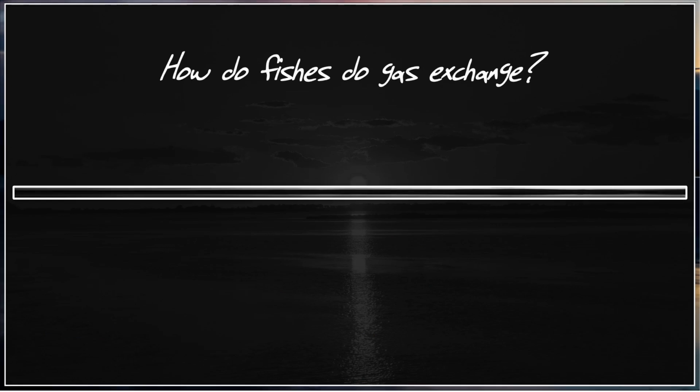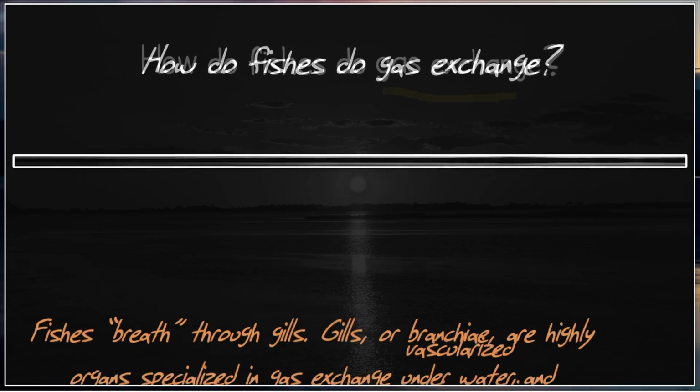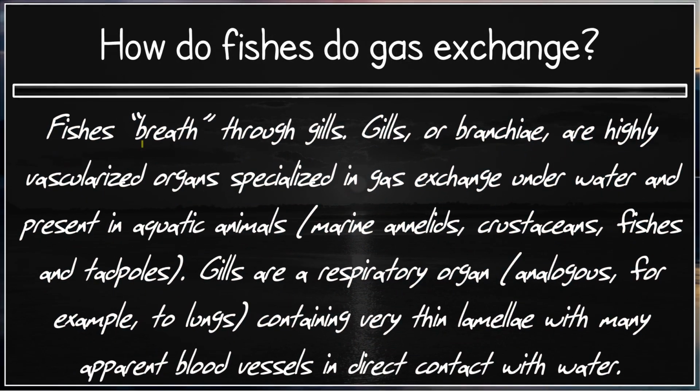How do fish do gas exchange? Fish breathe through the gills or branchiae, highly vascularized organs specialized in gas exchange underwater and present in aquatic animals. Those are the marine annelids, crustaceans, fish, and tadpoles.